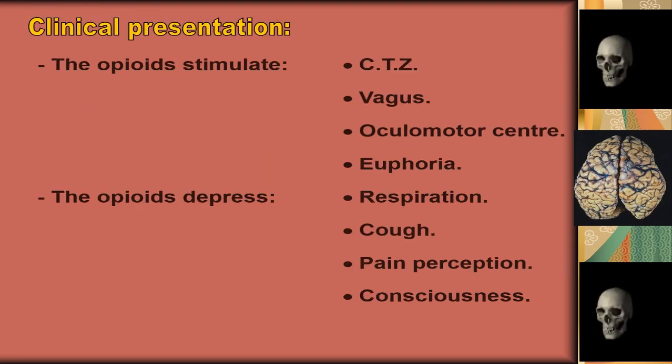Clinical presentation. Stimulation of the opioid receptors, leading to stimulation of some functions and depression of others. Opioid stimulates the chemoreceptor trigger zone, which is the vomiting center, so the patient is vomiting even when comatose. Second, opioids stimulate the vagus, which in turn leads to hypotension and bradycardia. Stimulation of the oculomotor center results in pinpoint pupils, early reactive to light.